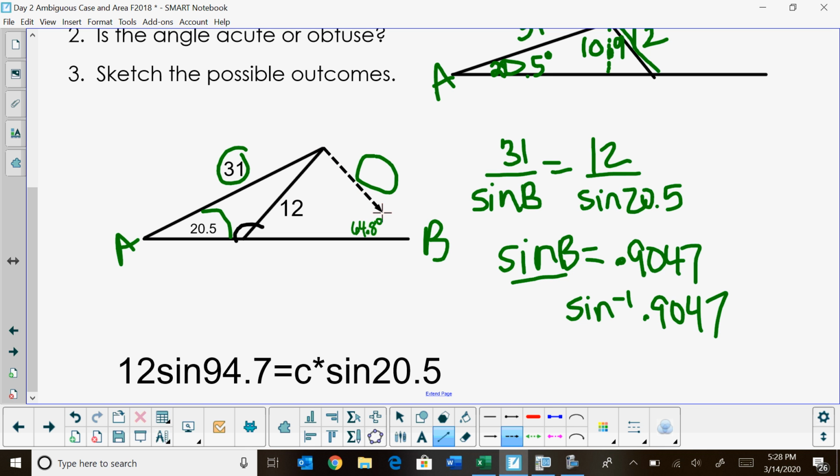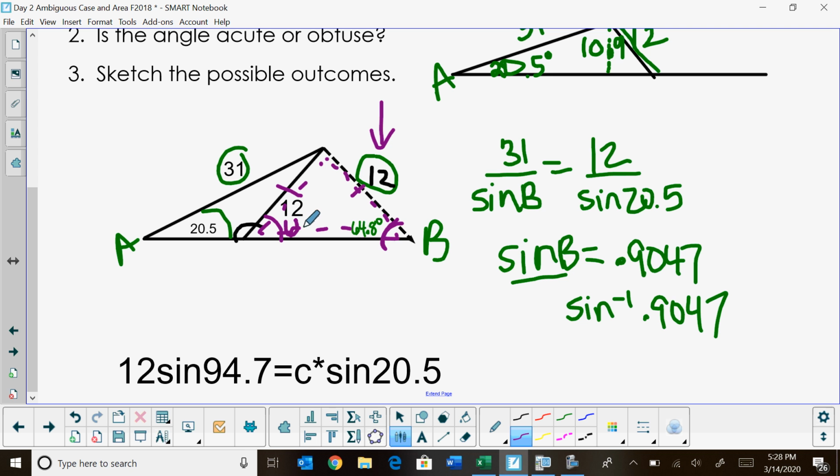Remember the original way we drew 12 as swinging outward. I'm just going to keep that here, thinking about the fact that this is 12. If we take that 12 and swing it inward, what kind of triangle is this little reference triangle right here? Hopefully you see that's an isosceles triangle because we have a side of 12 and a side of 12, so these two are the same. What do we know about isosceles triangles? They have base angles that match. So if this angle at B of the original triangle is 64.8, that means this angle is 64.8.